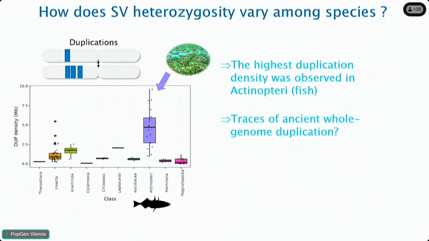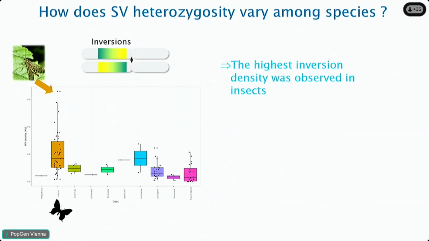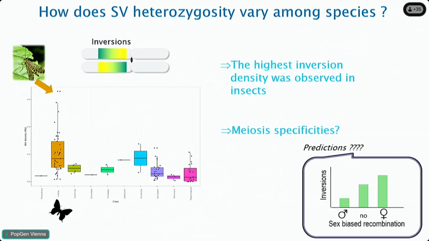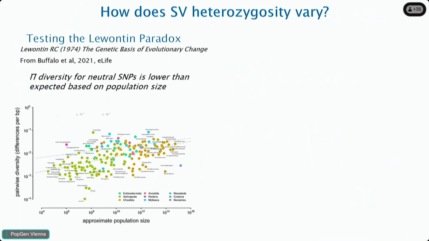Interestingly, for example, we see a very high amount of duplication in the fish, which may be traces of ancient whole genome duplication. We have an interesting pattern with the highest inversion density observed in insects. And I wonder if this could be linked to the way meiosis occurs in insects. It's something I would like to dig into, because maybe it's not so bad to be heterozygous for an inversion in insects, while it could be bad in plants, for example, or in mammals.